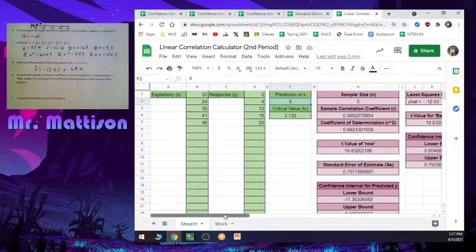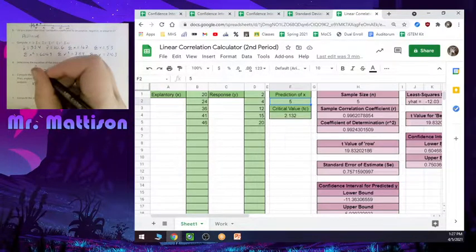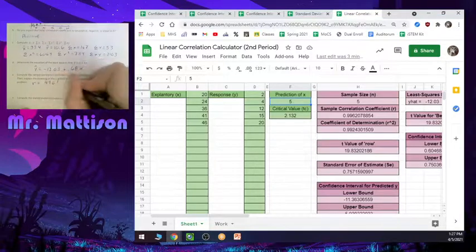All right, then on E, compute the sample correlation coefficient R and the coefficient of determination R squared. Then explain the meaning of the coefficient of determination in the context of the problem. Okay, so our R, again from our calculator, ends up being 0.9962. And our R squared ends up being 0.9924.